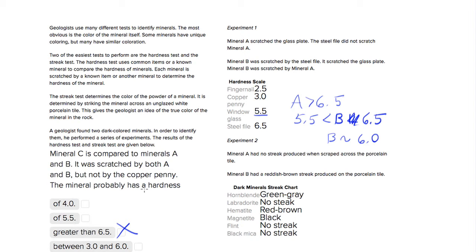Okay, so it was scratched by those, but not the copper penny, and the copper penny is 3.0. So we know that C is greater than 3.0, but somewhat less than 6. It's about 6.